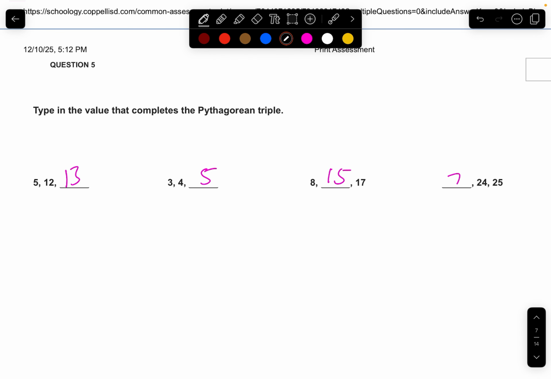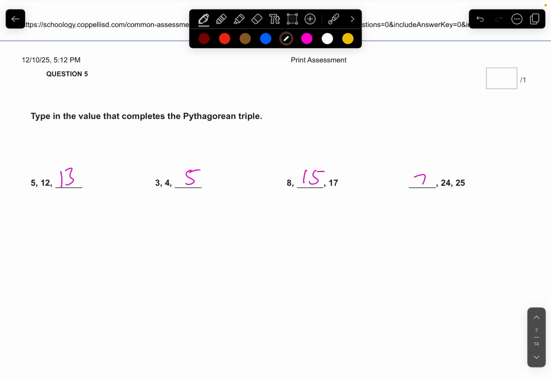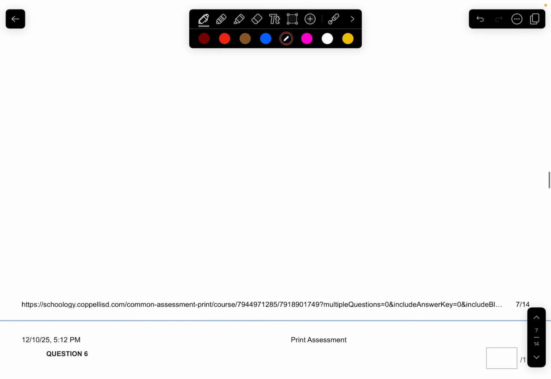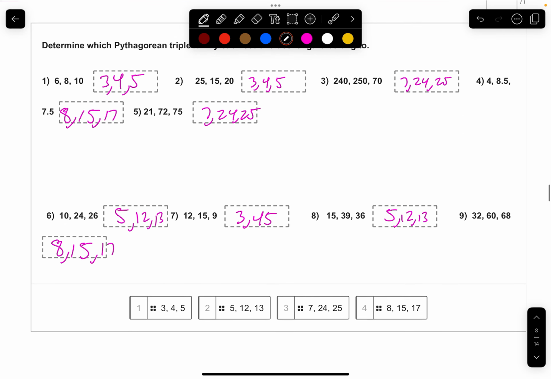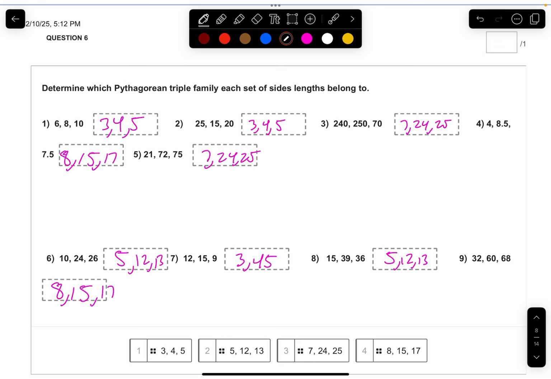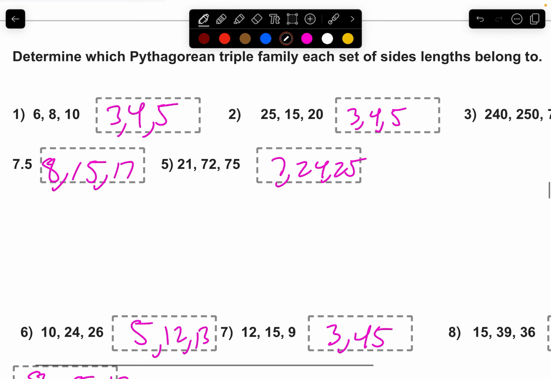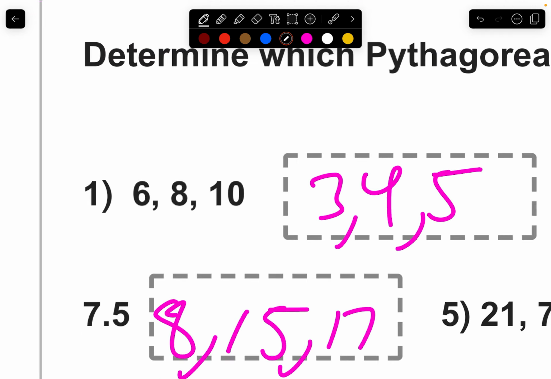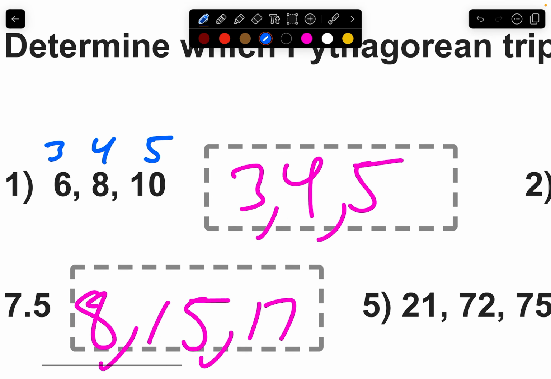Type in the value that completes the triple. Please do this from memory. You got to know those 4. Determine which triple they come from. So if we know they come from a triple, we really just need 2 of the numbers to figure out the third one. But we're just looking for GCFs, guys. I'm going to go pretty fast through this. The GCF here is 2. Divided by 2, divided by 2, divided by 2. That's a 3, 4, 5.